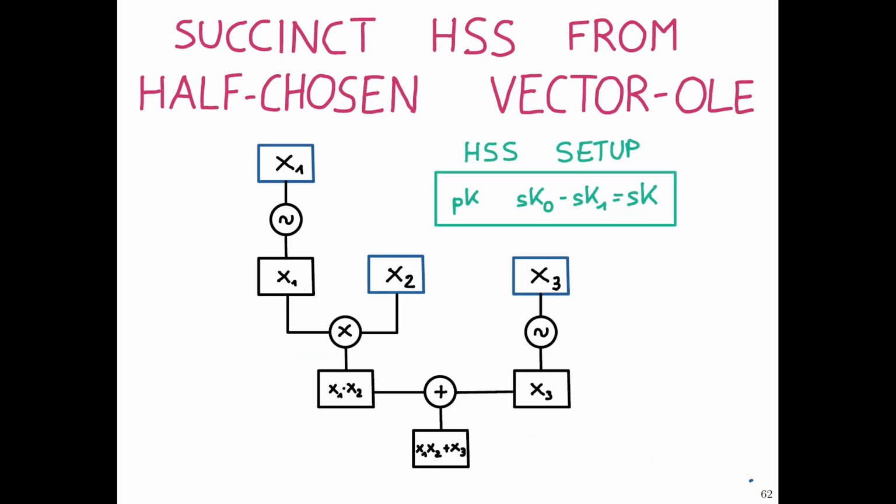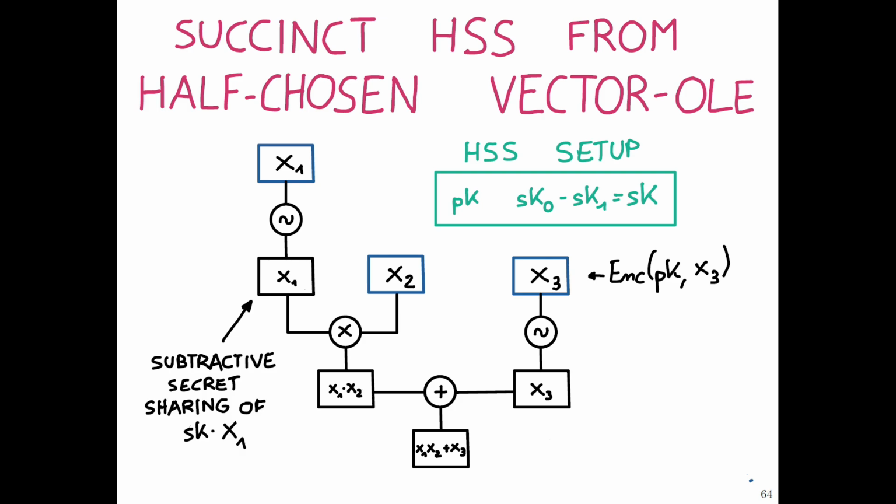To run these RMS programs inside HSS, the two servers have some secret shares of a secret key SK. The corresponding public key is used to encrypt the inputs with the ciphertext given to both parties. The memory values become subtractive secret sharings of the secret key times the plaintext value. So far so good. This is how you can do HSS. But how do we do succinct HSS? How do we compute the dot product of some RMS program like this with some vector y that we want to input succinctly?